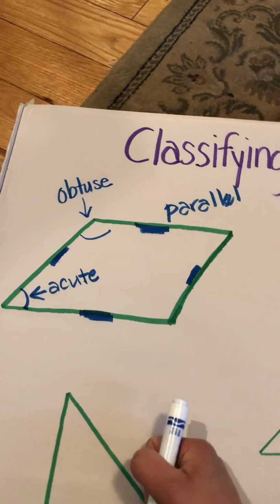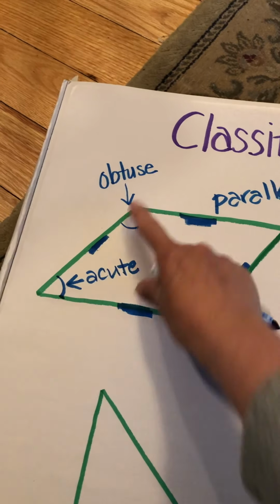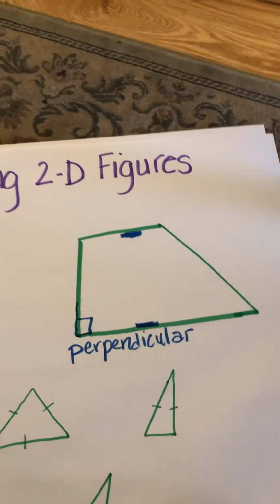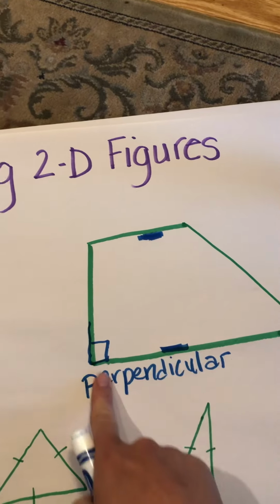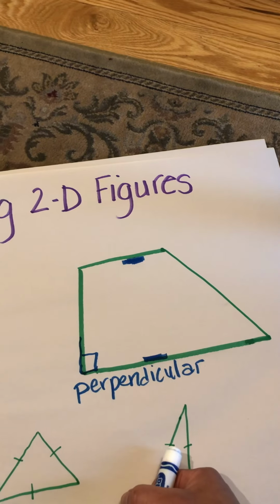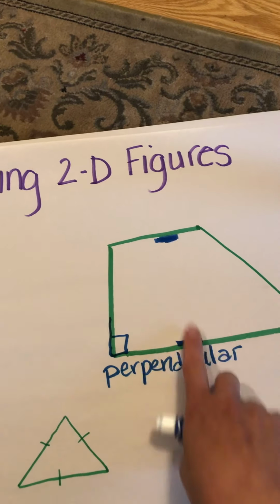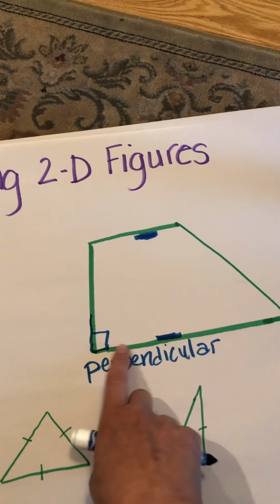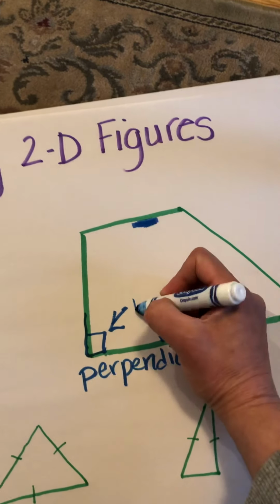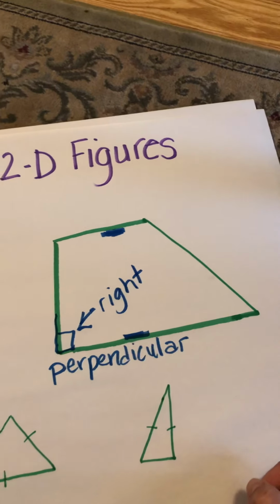So I could sort this shape in lots of different ways. I could say it has obtuse and acute angles and parallel lines. If I look over to here, I could say this shape could be sorted because it has a set of parallel lines right here. I could say it has a set of perpendicular lines, and right here it has a right angle. So I could sort it by that.